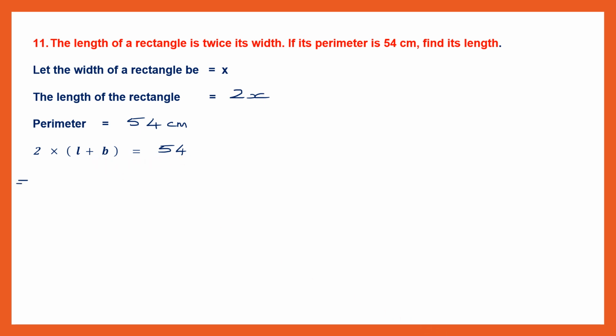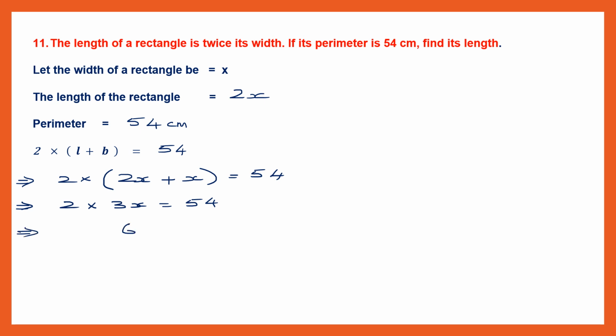So here let's write 2 into length, which is 2x, plus breadth, which we said is x, and together this is equal to 54. Let's multiply this. 2x plus x is 3x, so 2 into 3x equals 54. Now 2 into 3x is 6x. 6x is equal to 54.